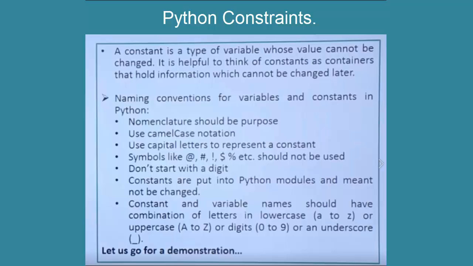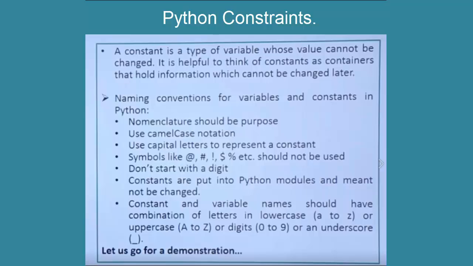There is the camel case notation. What is the meaning of camel case? The first letter will be in lowercase, but if there are multiple words in the variable name, the next words will start with capital letters and the rest of the letters will be in lowercase. Use capital letters to represent constants. Symbols like at the rate, hash, exclamation, dollar, percentage should not be used.